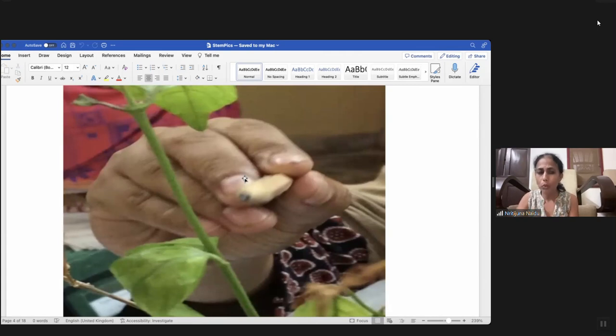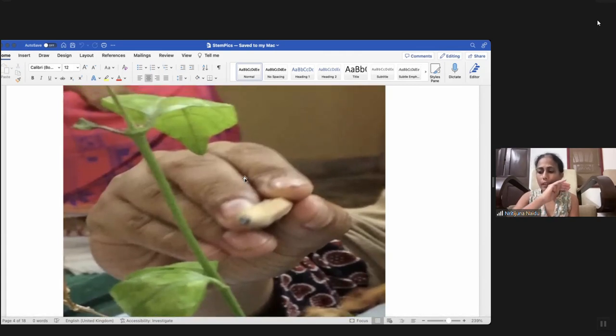Axil is the angle between the upper side of the leaf and the stem. So you see here, the angle here on the screen. The angle between the upper side of the leaf and the stem. It comes from the Latin word axilla, A-X-I-L-L-A, which means armpit. Just like the armpit.